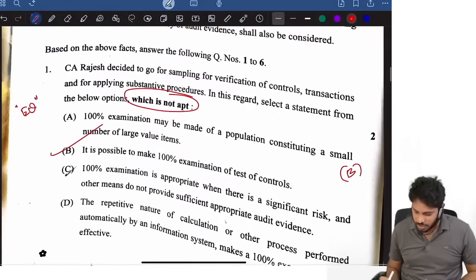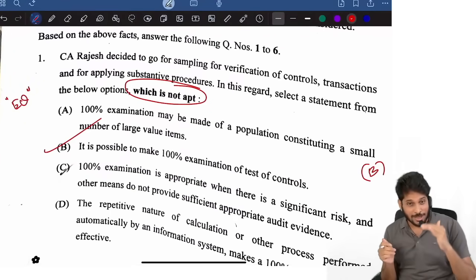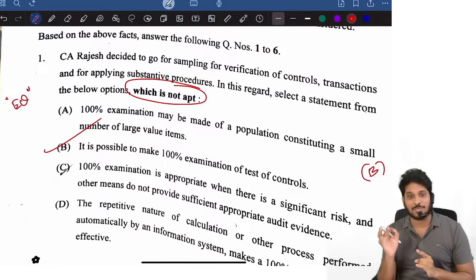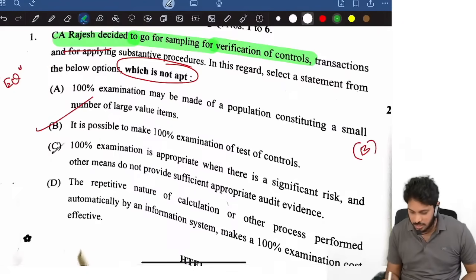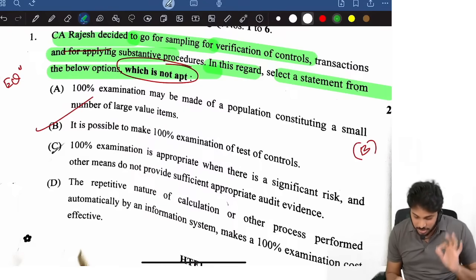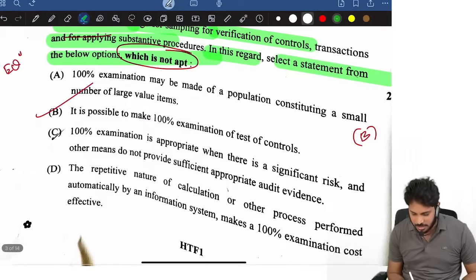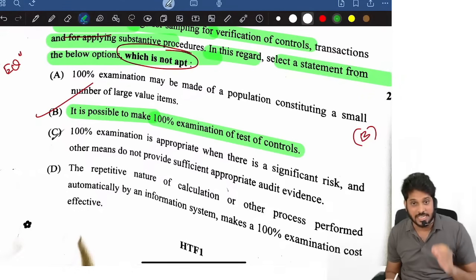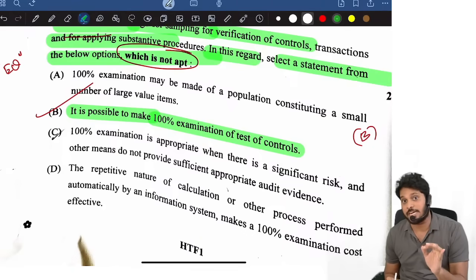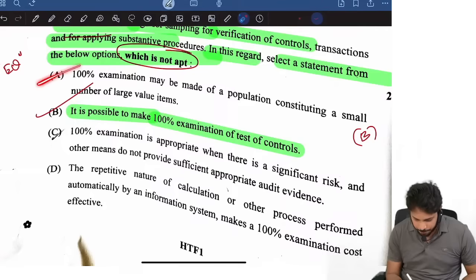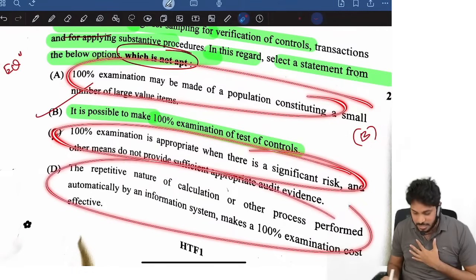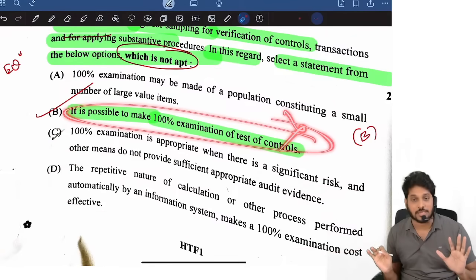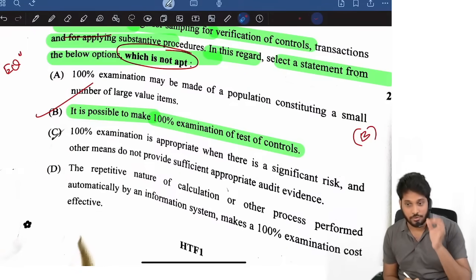Now, for example, you see the first question. By the way, one more thing, all the questions in MCQs were from expected questions. I gave expected questions, right? So from that. First one, Rajesh decided to go for sampling verification of controls, transactions. In this regard, select a statement which is not apt. 100% examination: it is possible to make 100% examination of test of control. That is not an apt statement at all. The remaining 3 are correct statements, in the sense that in all these 3 cases we do 100% examination. So this statement is wrong, this one is odd. Therefore the answer is B.